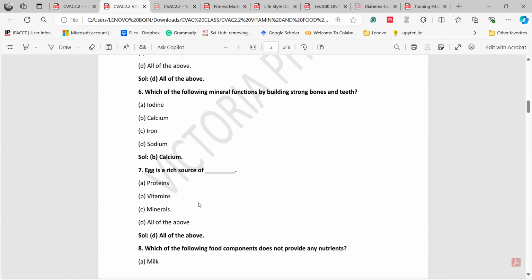Also, if you want to go into details, just go to my first video section, where lots of books and study materials are mentioned. From there, you can also learn in detail about this section.